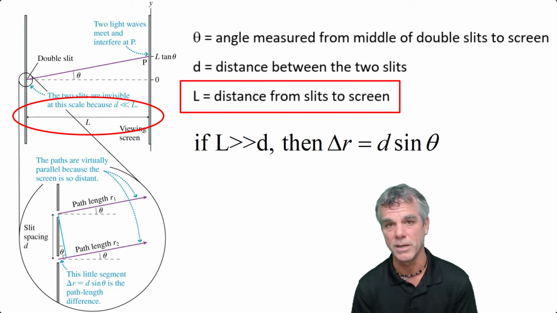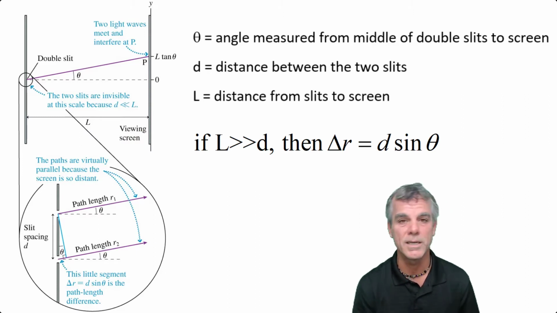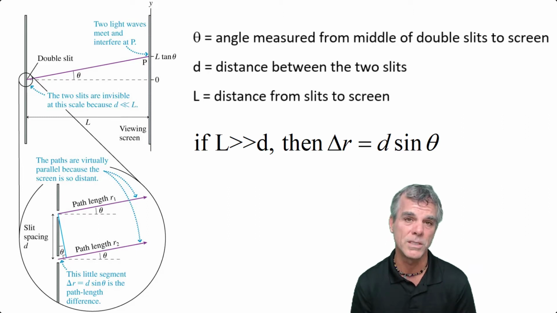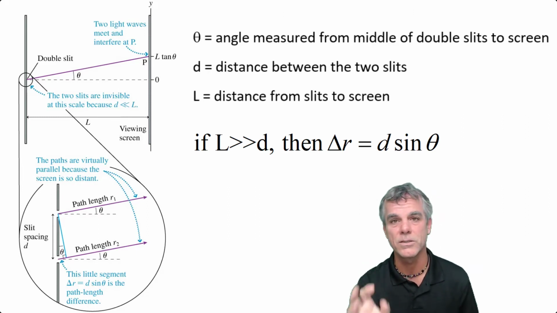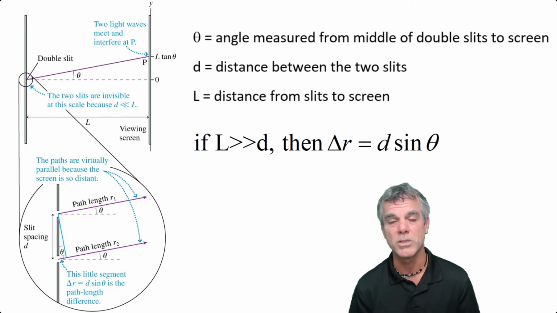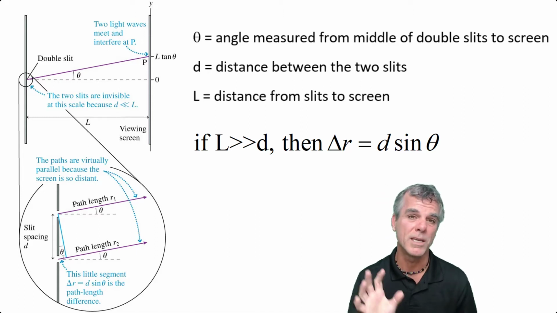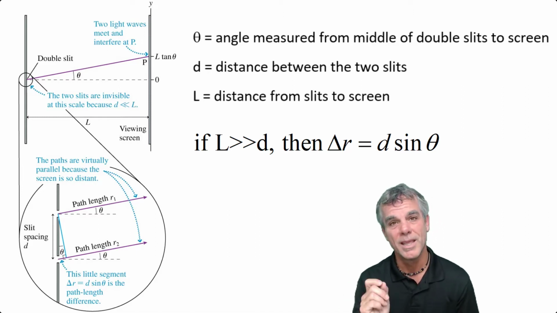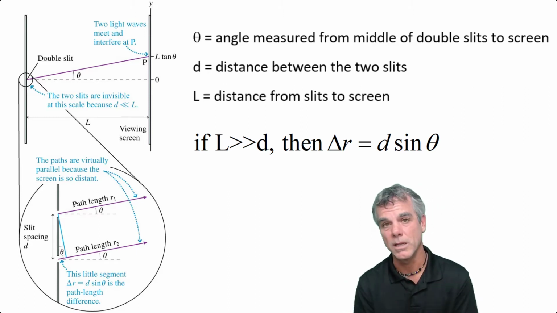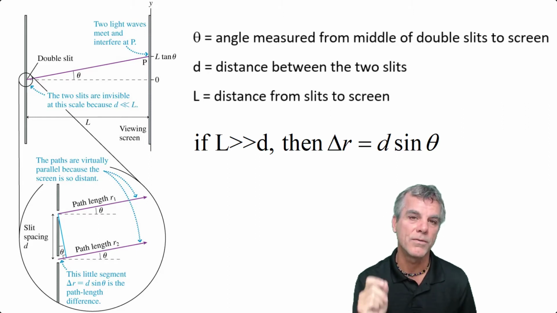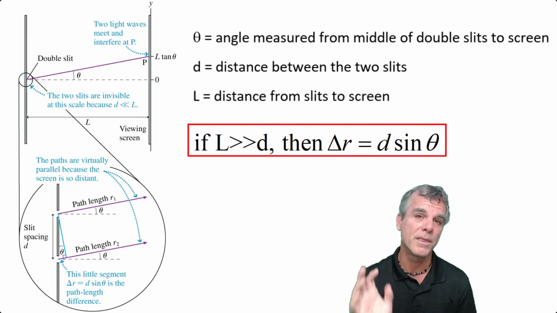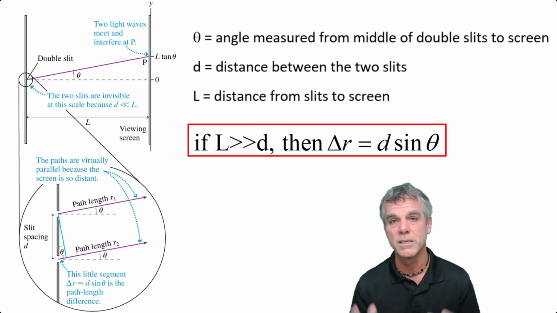And the key to 2-slit interference in deriving the equation for the location of the bright and dark fringes is that if the slit to screen distance, L, is much, much greater than the distance between the 2 slits D, which inevitably it always is in any practical setup, then the light rays coming from the 2 slits are practically parallel, and we can express the path length difference delta R just in terms of D, the distance between the slits, and theta, the angle from the middle of the slits to the screen.